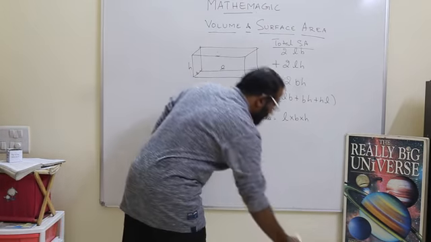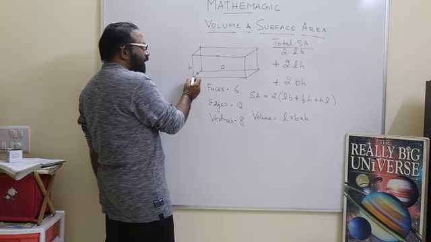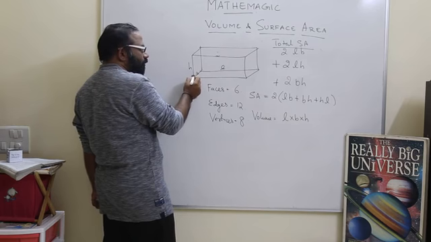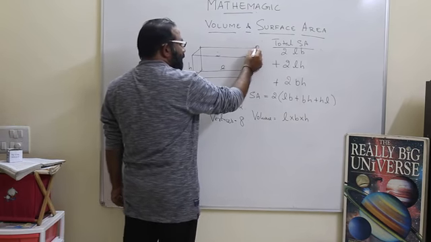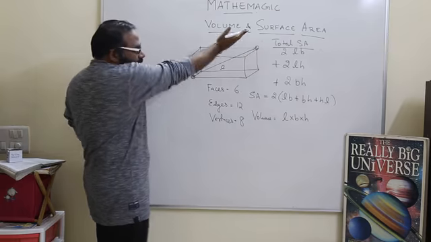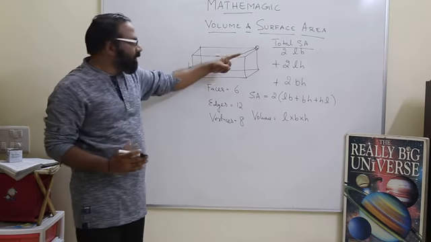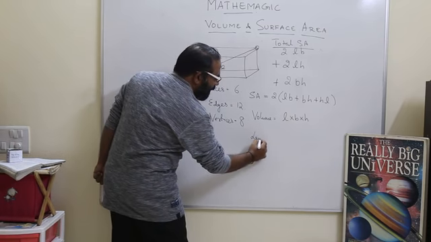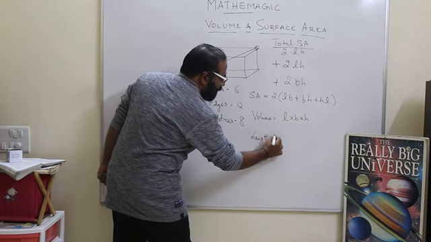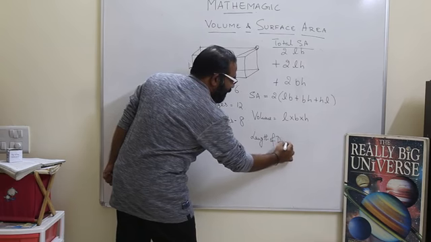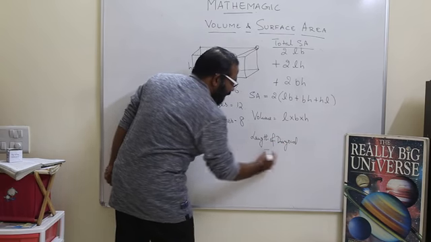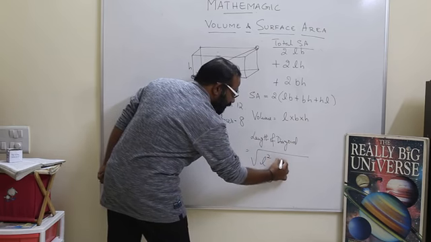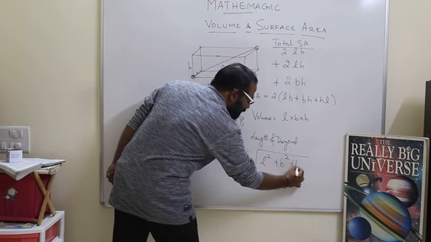And another interesting one. Suppose I were to draw a diagonal from this point here to that corner there. That would be the biggest diagonal that you could draw inside this. So what would be the length of that diagonal? That would be the square root of length squared plus breadth squared plus h squared.